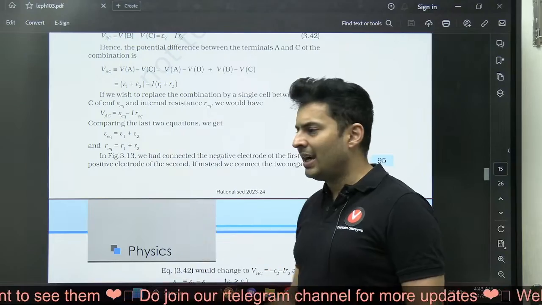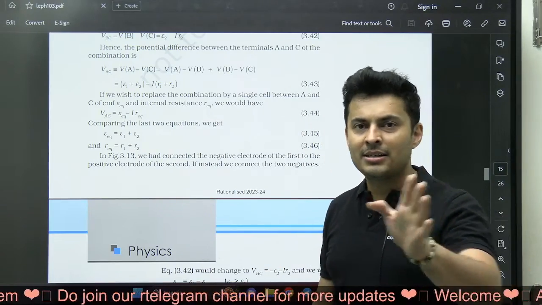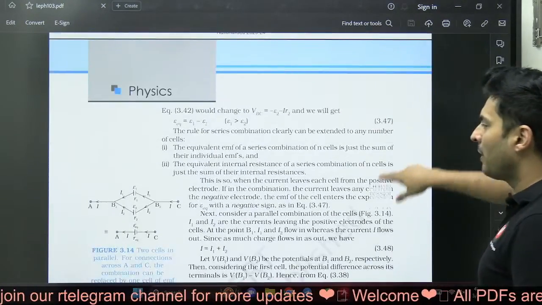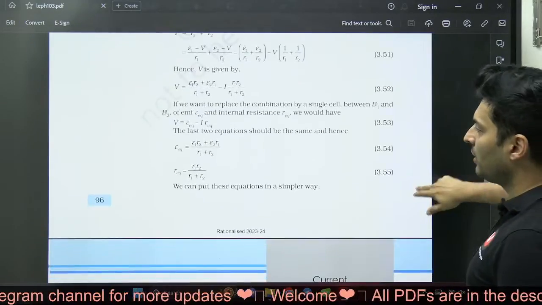When you want to connect batteries one after the other, it will be a series combination. So, the EMFs will add, resistances will also add, just like for series resistances. But when they are in parallel, then the formula looks slightly different.